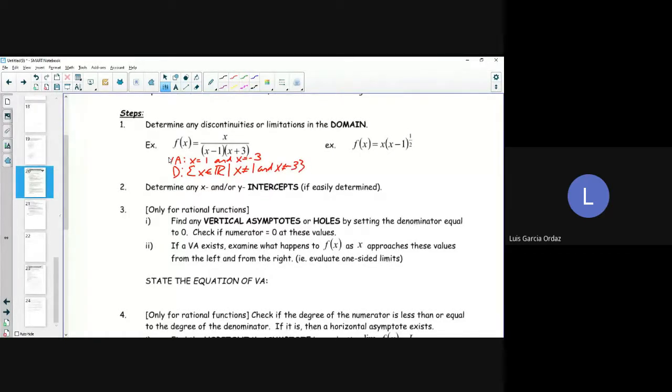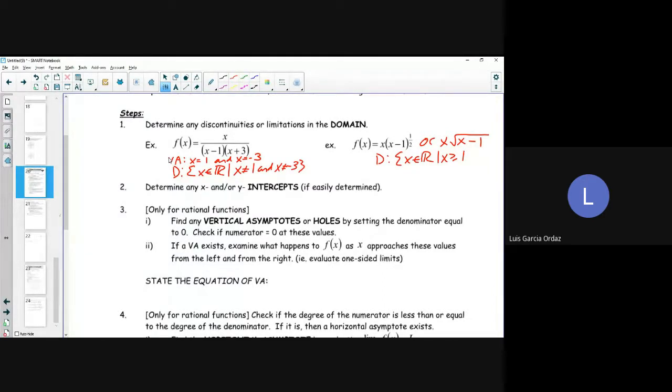Perfect. For the second one, I can write this as x times the square root of x minus 1. So what would my domain be for x times the square root of x minus 1? x has to be greater than or equal to 1. Perfect.